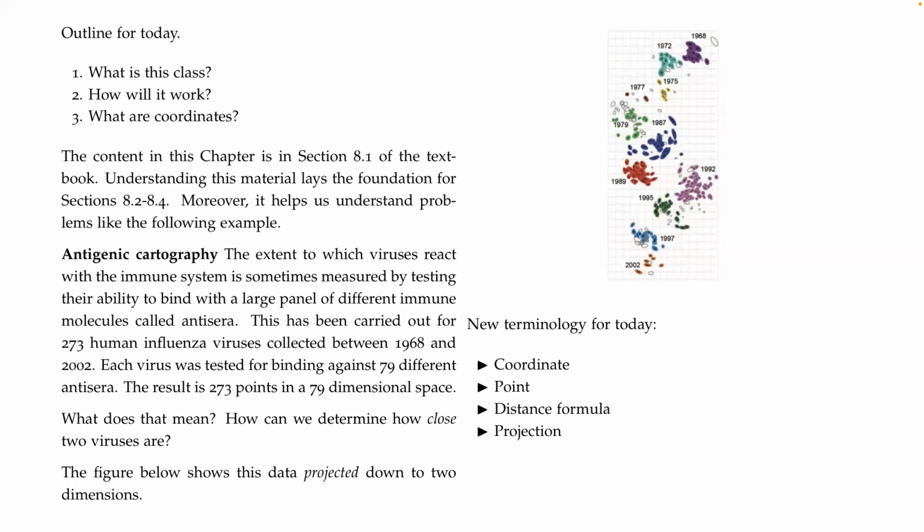So this map up here on the top right is what's known as an antigenic map, or some antigenic cartography of the influenza virus. So seasonal flu viruses that are changing over years. And although there are actually 79 dimensions that the people who made this map looked at, they were able to essentially condense it down to 2 dimensions by doing projections. We'll talk a little bit about projections today, as that was in the pre-recorded lecture material. So this tells us something about how flu evolves over time, and we can do similar things with other viruses as well.